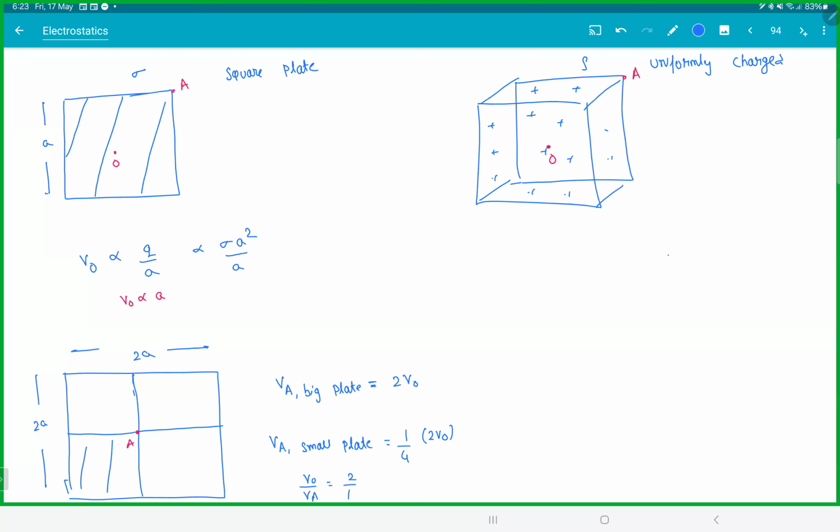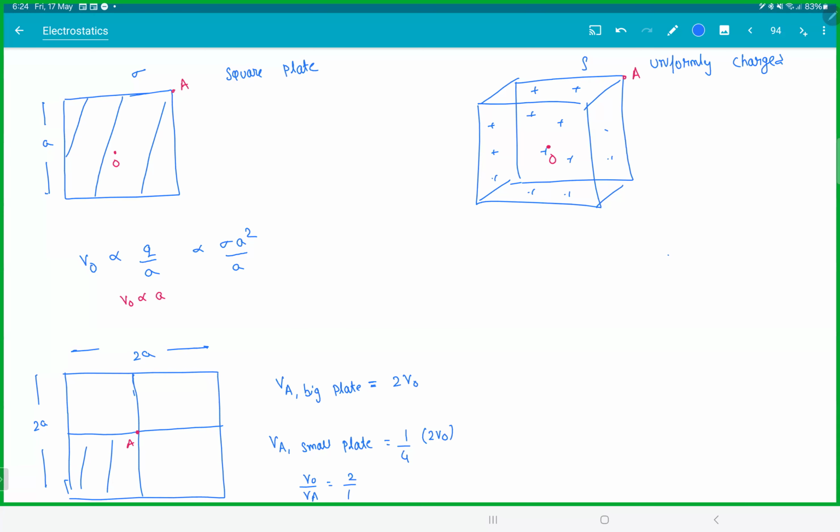Anyone has a doubt on this logic, please ask me. So the logic was, it is a square plate, center is a symmetry. So the potential should be proportional to the charge by the side, because of dimensions. The constant, I don't know, whatever it is. And q is proportional to sigma a square, so potential should be proportional to a. So if you take a bigger square of side 2a, potential should be double. But the big square is made of 4 small square plates. So each square plate is giving you 1/4 of 2 v naught.